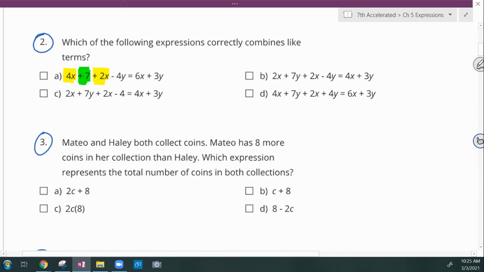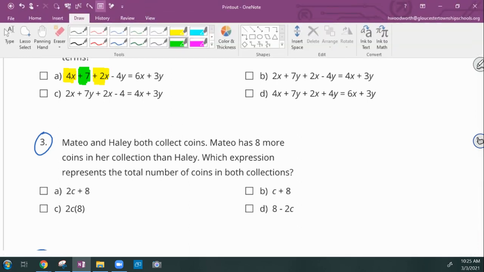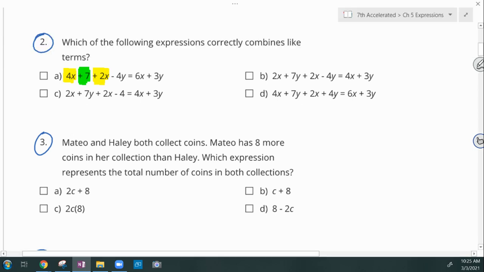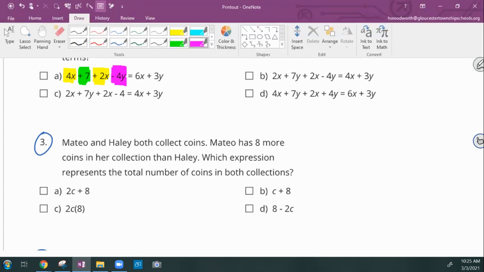That was something we didn't remember either. Constants are just a term that doesn't have a variable. All right, and then here we have a 4y. A lot of people combined the 7 and the 4y, not realizing that the 7 didn't have a variable, so it couldn't be a like term with minus 4y. Okay?